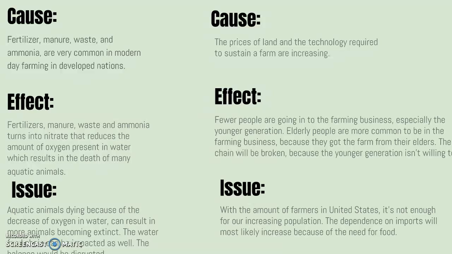Elderly people are more common in the farm business, and they are struggling to find people to replace them once they are gone. The chain will be broken. The issue is that the number of farmers in the United States is not enough for an increasing population, and we would have to depend on imports even more because of the need for food.